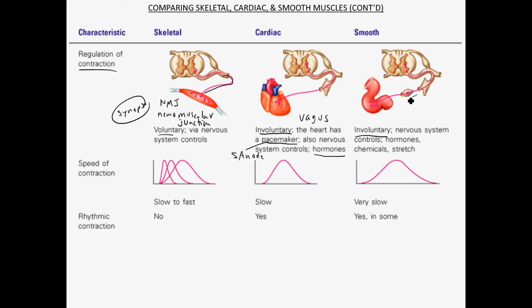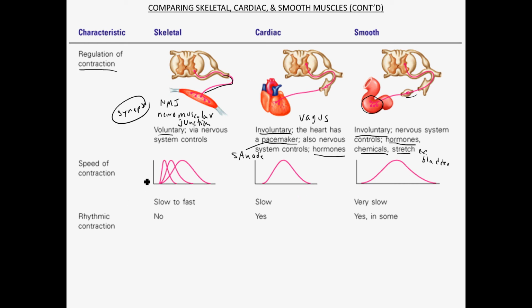Finally, smooth muscle, involuntary nervous system controls. Here again we see neurons, and so we're going to see a synapse right there. But also hormones can control that, various chemicals in terms of ions and things, and then the amount of stretch is there again. So for example, the urinary bladder, when that is full, those stretch receptors are going to help actually to contract that smooth muscle. Right?